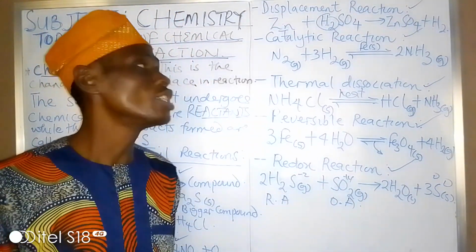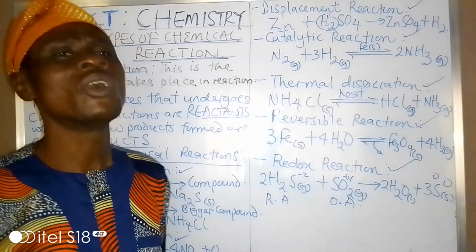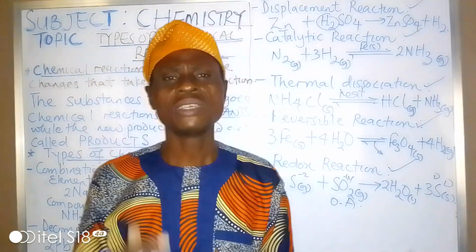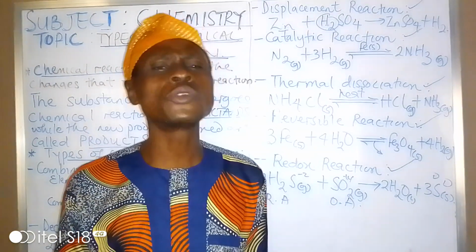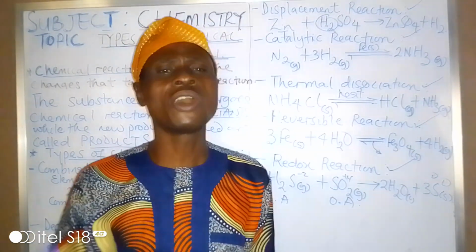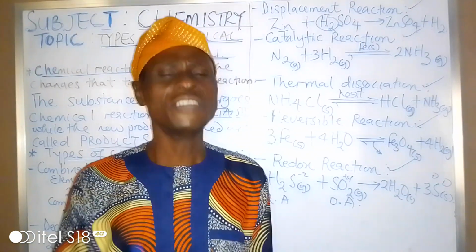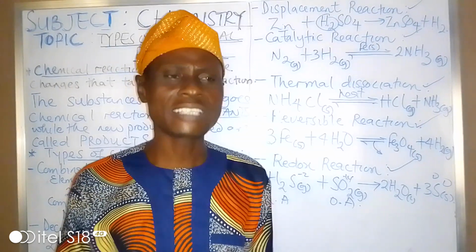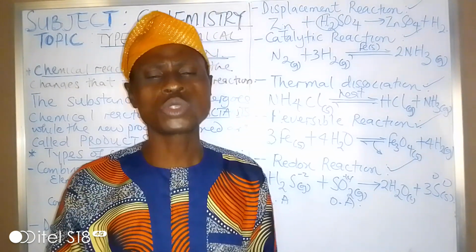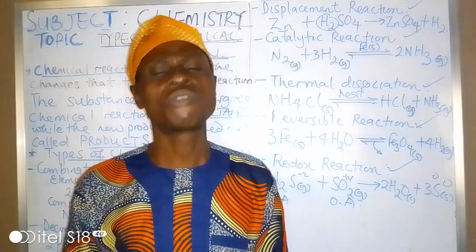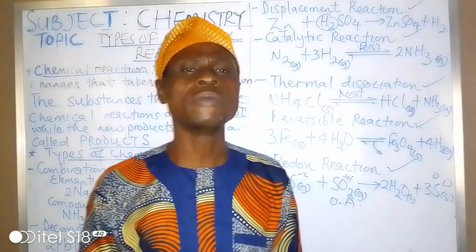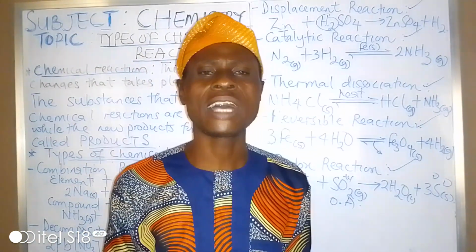Have increased. So this is where we are going to stop. We are able to see all the different types of chemical reaction. Name it: combination, decomposition, thermal dissociation, catalytic, redox reaction, and the rest like that. So this is where we are going to stop today. In the next class, we are going to take it up from there. At least today, we are able to see all the types of reaction and their naming.